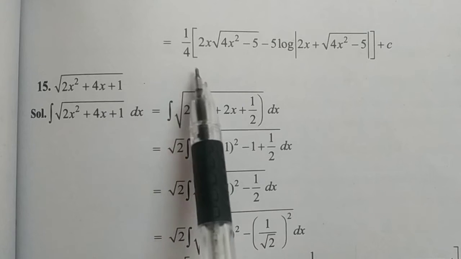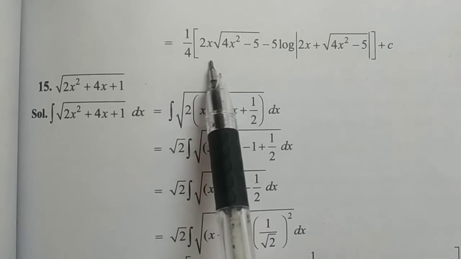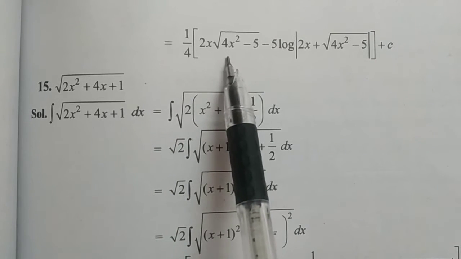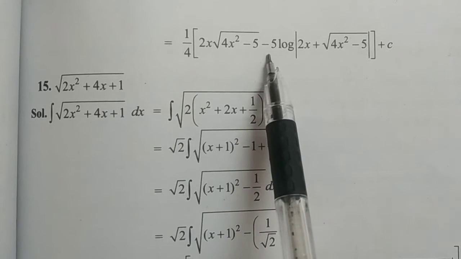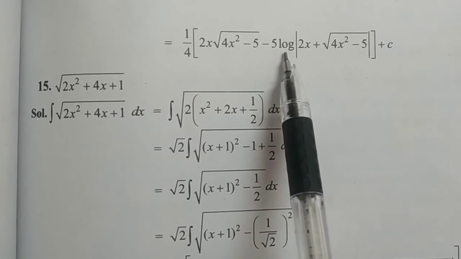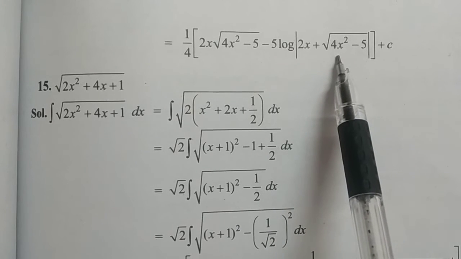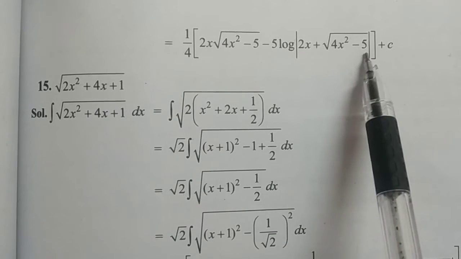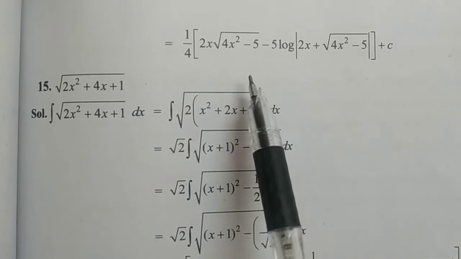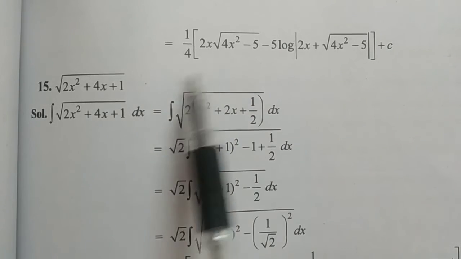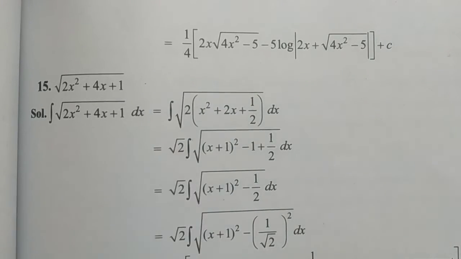We get the final result for 1 by 4: 2x square root of 4x square minus 5 minus 5 log modulus of 2x plus square root of 4x square minus 5, plus c. Already 1 by 2 is there. We are taking 1 by 2 common out. We get the value for 1 by 4.